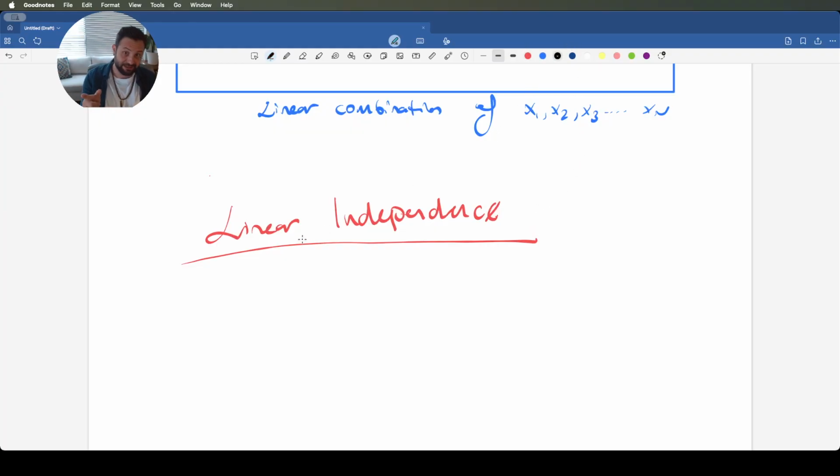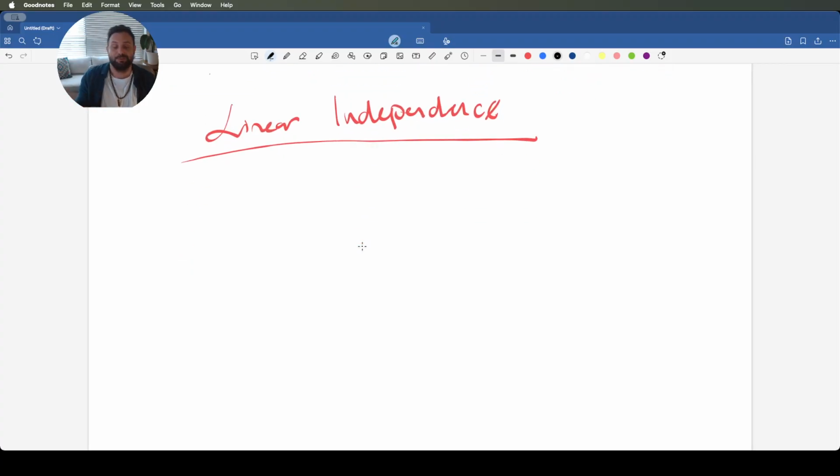Note that this is different from statistical independence. You will probably hear a lot about independence without it saying linear or statistical. When you hear just that x and y are independent, most probably they are talking about statistical independence, but we have a concept of linear independence.